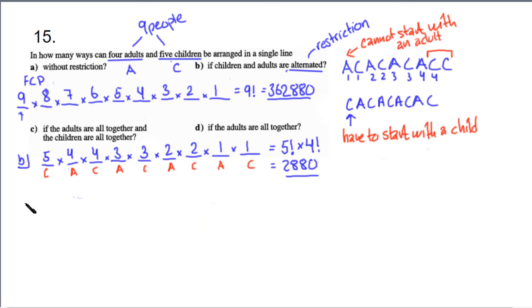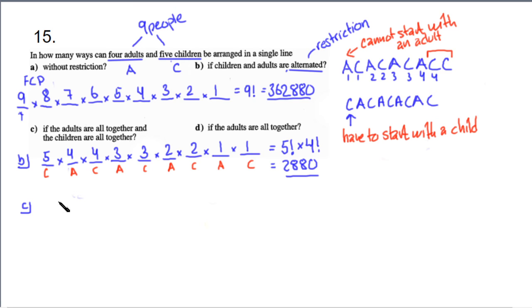In C, the number of arrangements if the adults are all together and the children are all together. I'm not going to put in the placeholders here. You could do that. Instead, I'm going to represent this with just the letters.